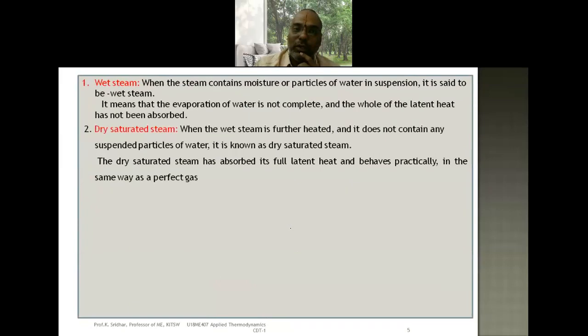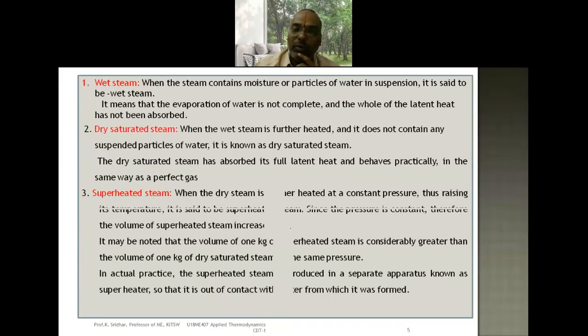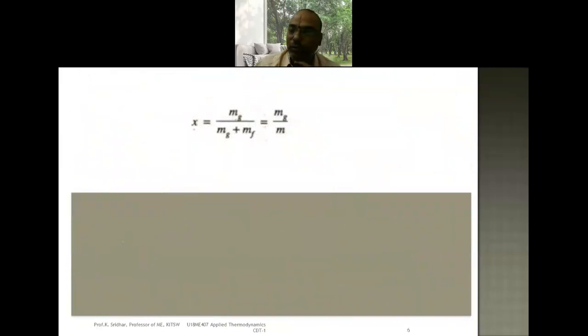I've already told you that we have three types of steam. One is known as wet steam. Whenever the steam falls in the liquid plus vapor region, it is known as wet steam. And whenever the liquid is further heated, it will be converted, or fall on the saturated vapor line, that is, the dry saturated steam. And whenever the dry saturated steam is further heated at constant pressure through sensible heat transfer, we get the superheated steam. So these are the three different types of steam: wet steam, dry steam, as well as superheated steam.